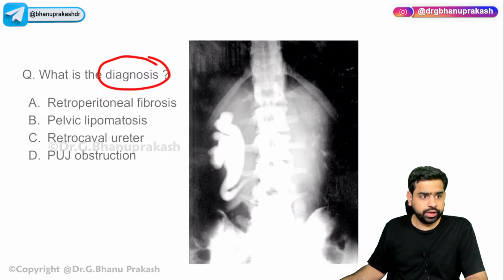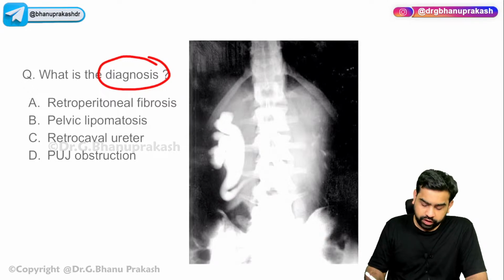Everybody is wanting to say it as a PUJ obstruction. Okay, nobody is in the, yes, absolutely right. Okay, so finally people have started to say that it is a retrocaval ureter. So yes guys, what is this? This is a retrocaval ureter. Are you able to appreciate this?